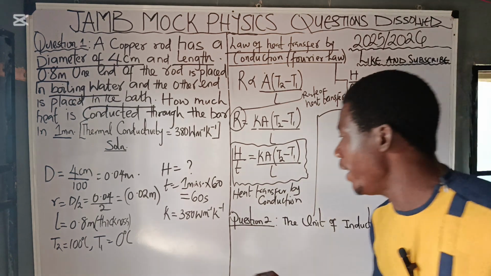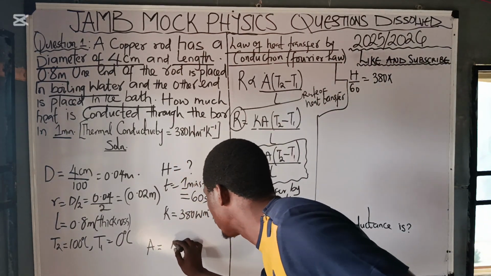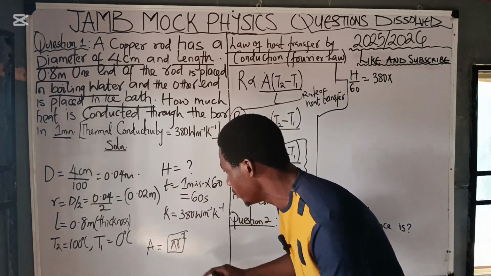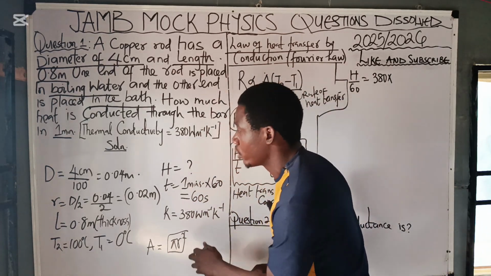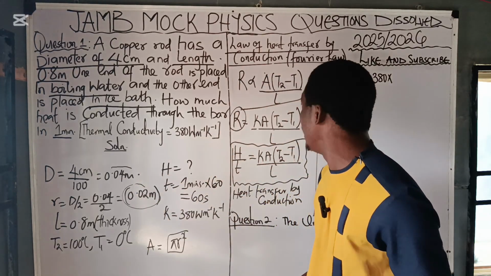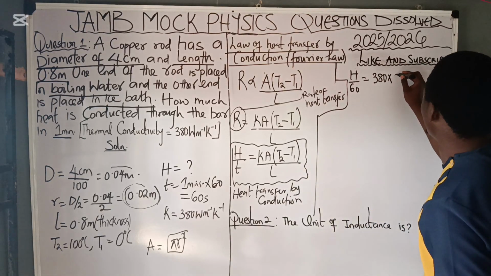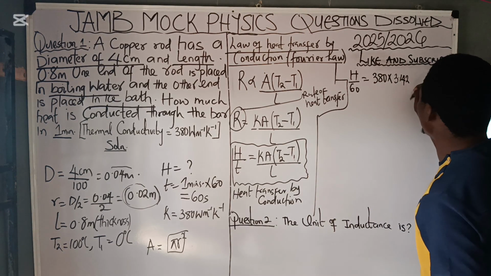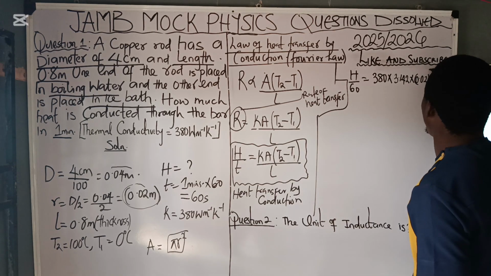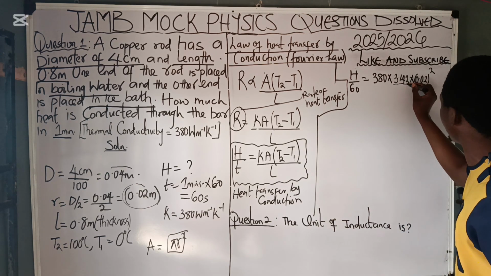Please take note, the cross-sectional area of a conductor is pi r square. That's why you were given the radius. What's the radius? The radius is 0.02 meter. If our area is pi r square, it means that we have 3.142, which is our pi, then r square, 0.02 all square. Are we together? Yes. So this is pi r square for the area.